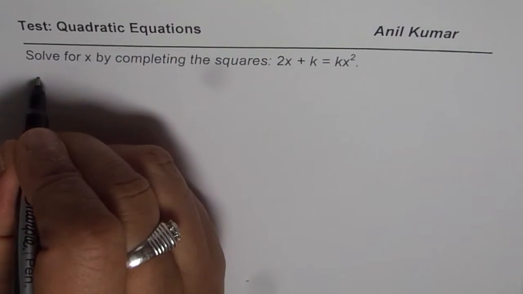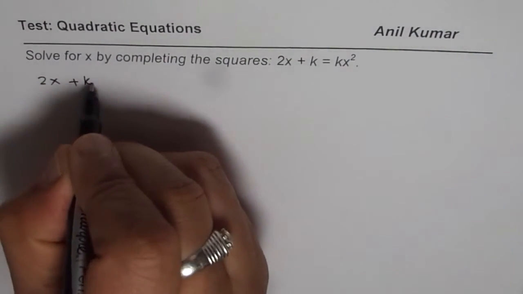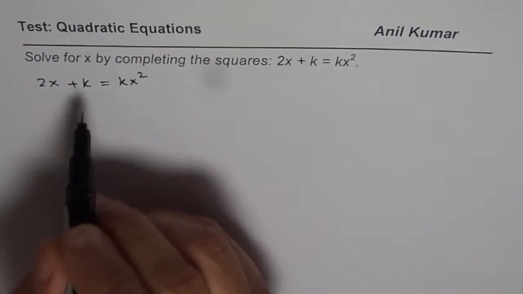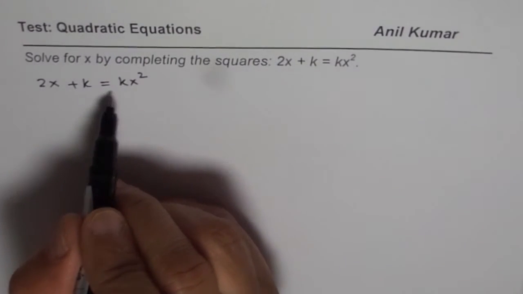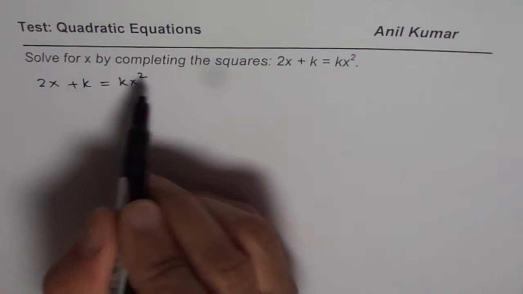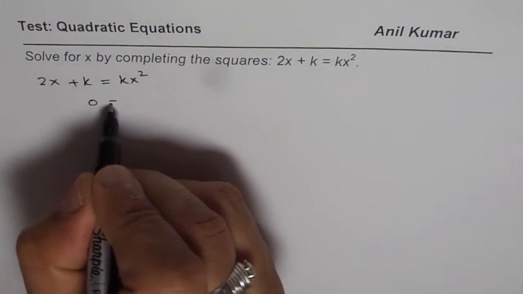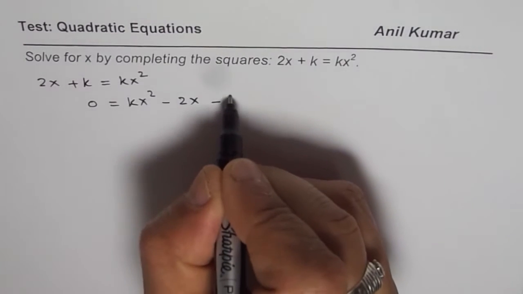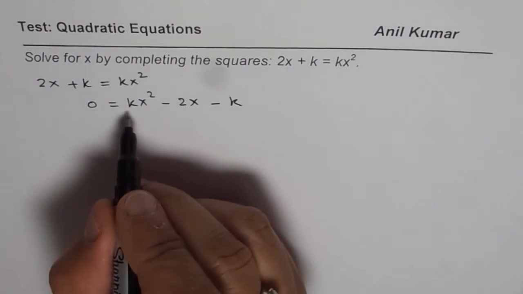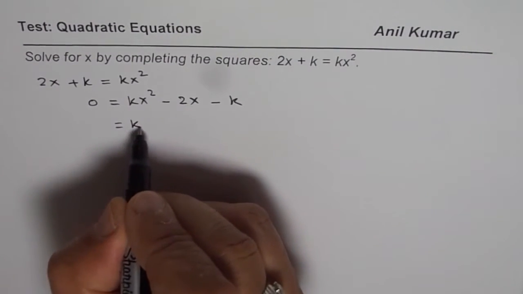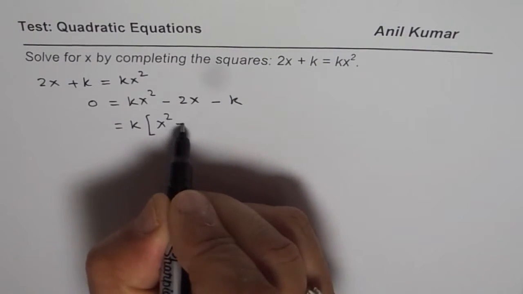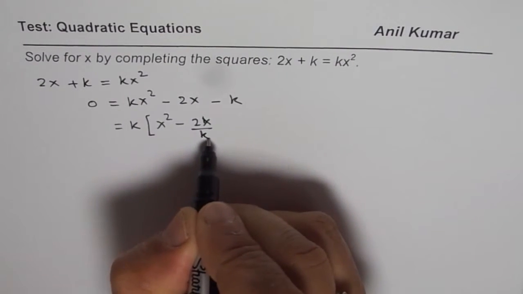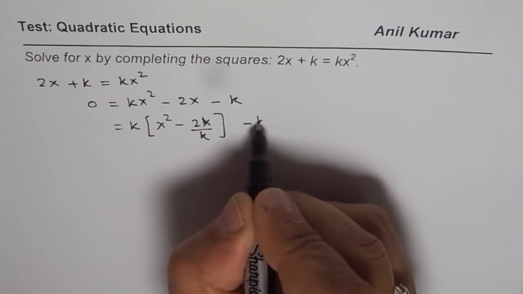So we have the equation here, which is 2x plus k equals kx squared. We need to solve for x. So let us write this with 0 on the left side and all these terms on the right side. So we get 0 equals kx squared minus 2x minus k. Now to complete the squares, I need to factor k. So I'll factor k. I'm left with x squared minus 2x divided by k, right? When you factor this out, minus k.